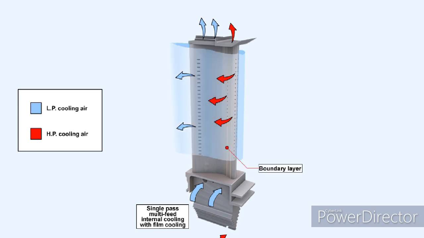An additional increase in turbine gas temperature was attained by passing air through small holes in the leading and trailing edges of the blade. This film cooling created its own boundary layer effect. To some extent, this boundary layer protected the turbine blade from the onslaught of the hot gases coming from the combustion chamber.